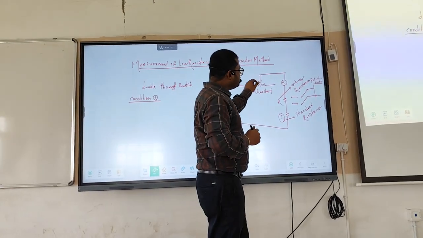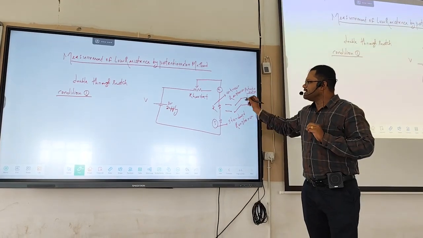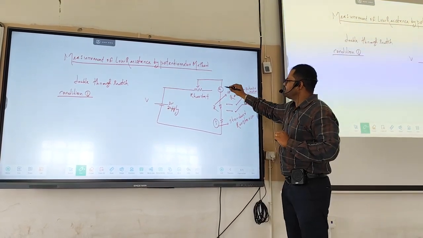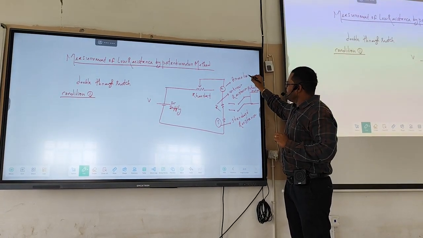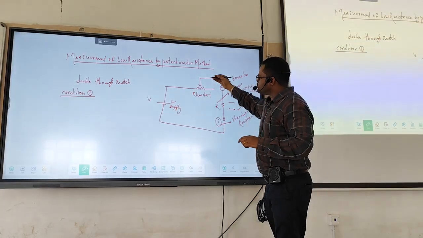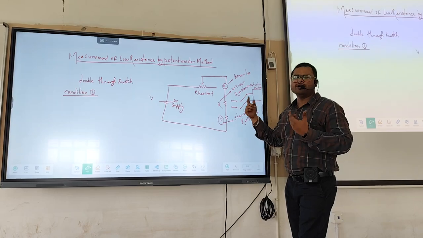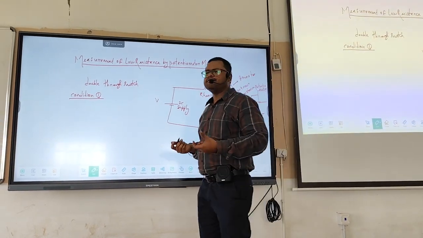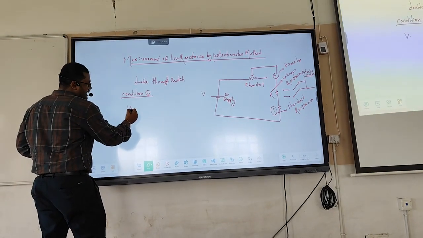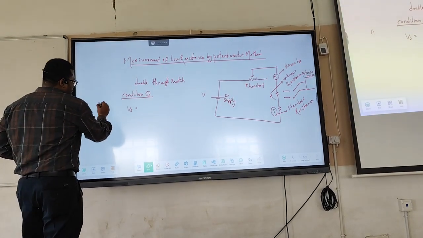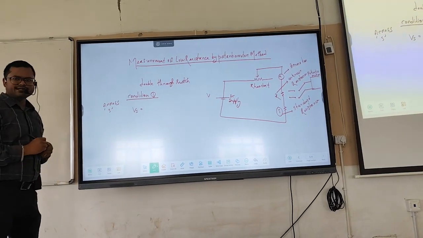By varying the rheostat, we can set the current by measuring it with the ammeter. When we give a voltage source, current will flow, and the voltage developed is the current multiplied by the resistance. So in the first condition, across S, the voltage is Vs.